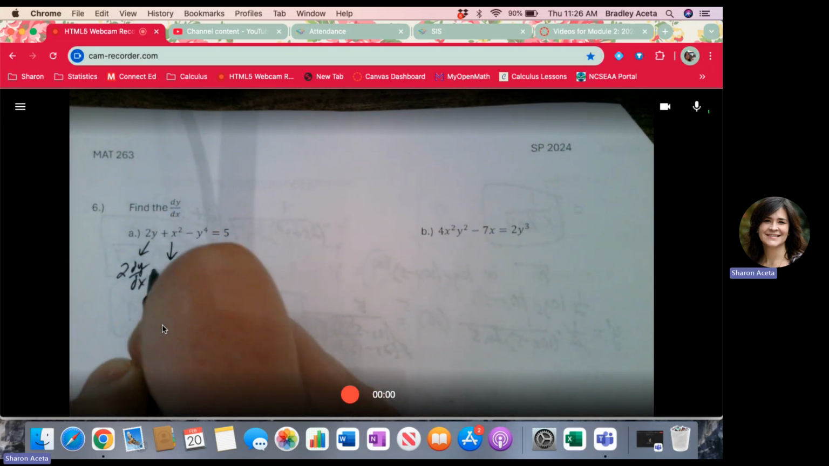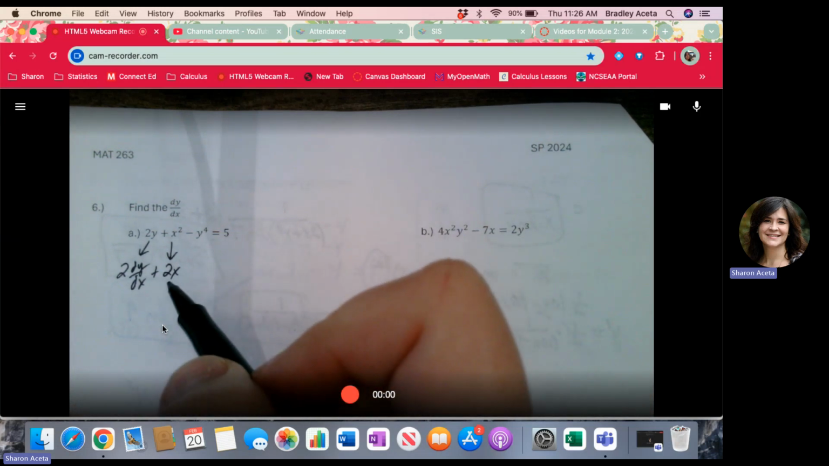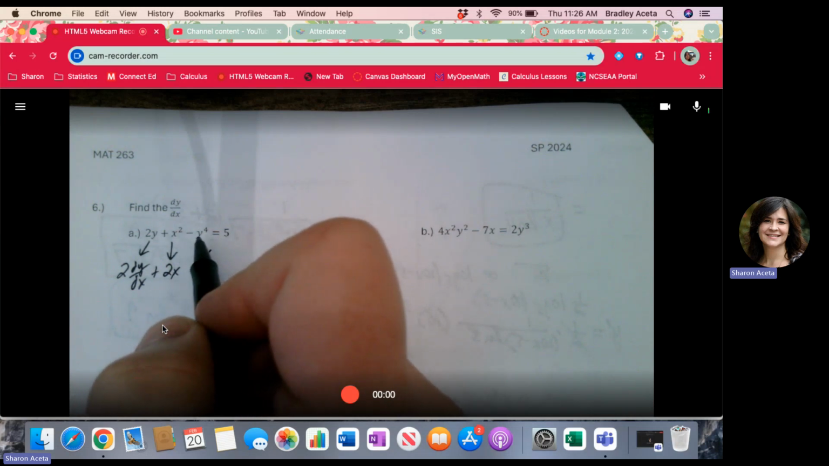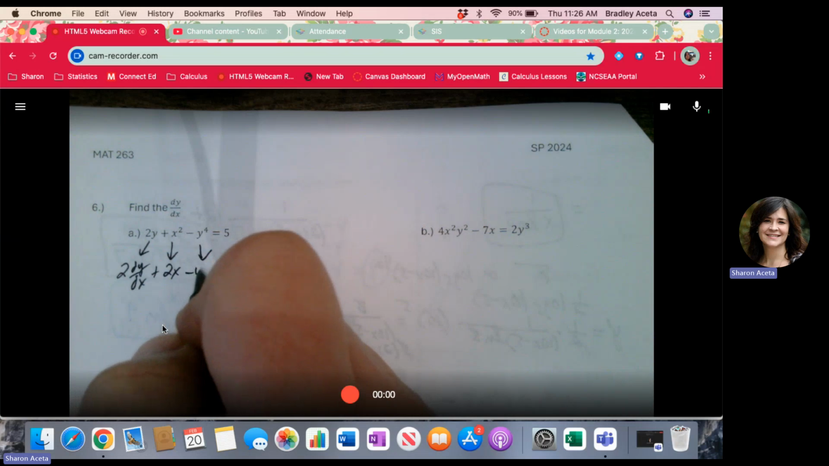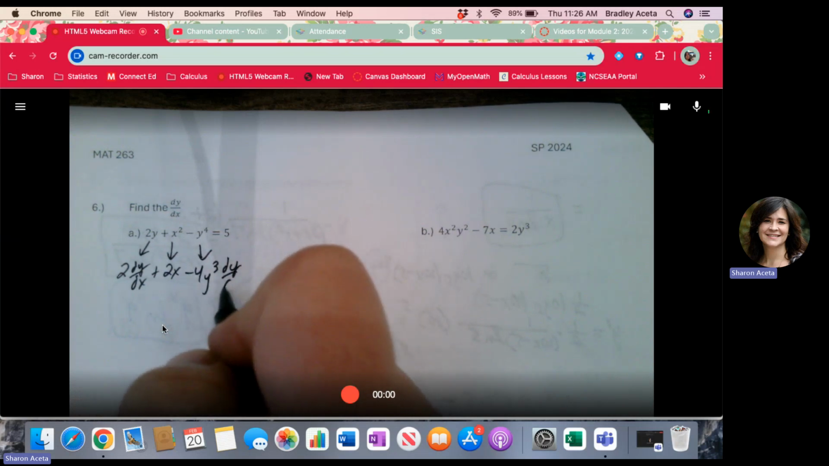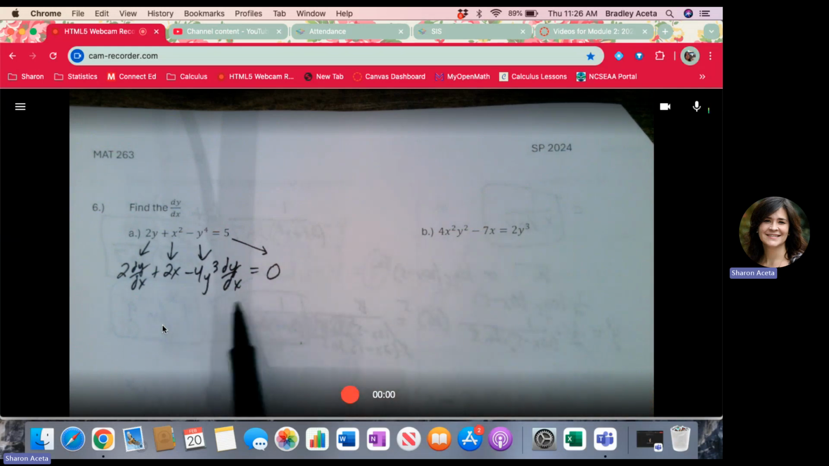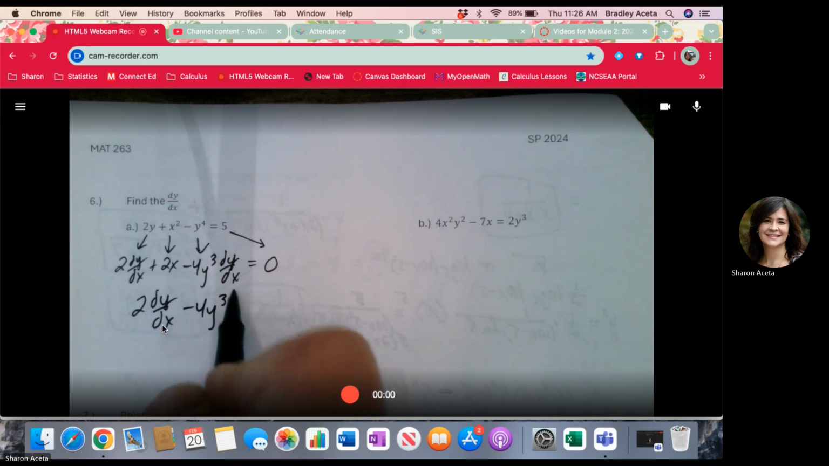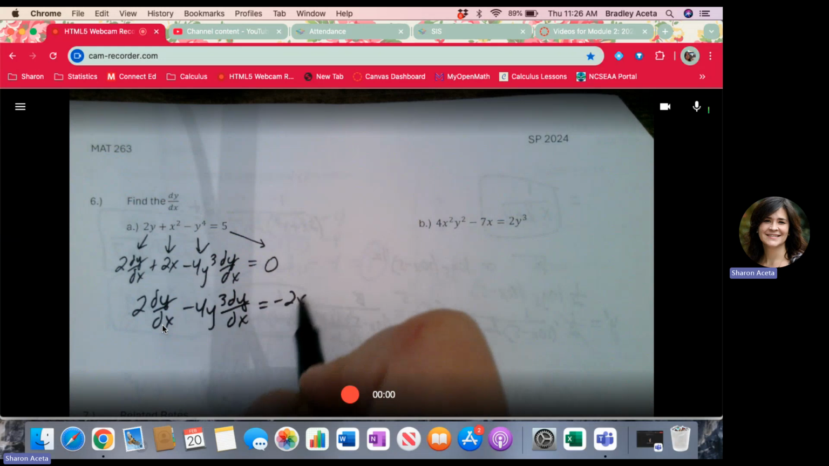The derivative of x squared is 2x. Don't need to attach dy/dx because that's already an x term. The derivative of minus y to the fourth would be minus 4y cubed dy/dx. And the derivative of 5 is 0. We're going to keep the terms that have the dy/dx on this side, and we are going to bring over the term that doesn't, so that'd be negative 2x.